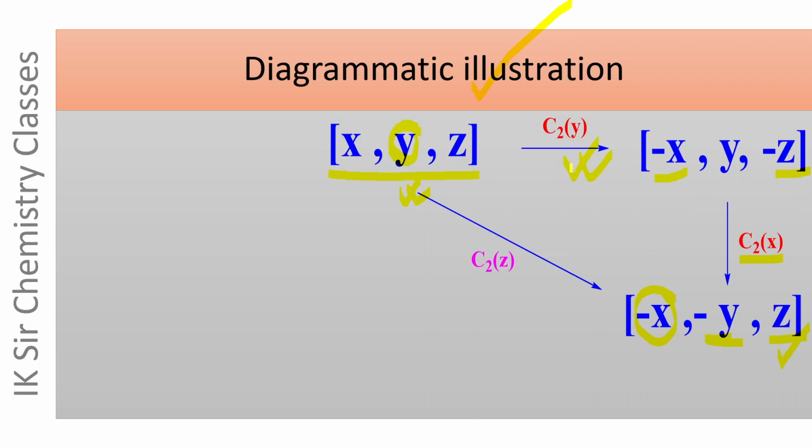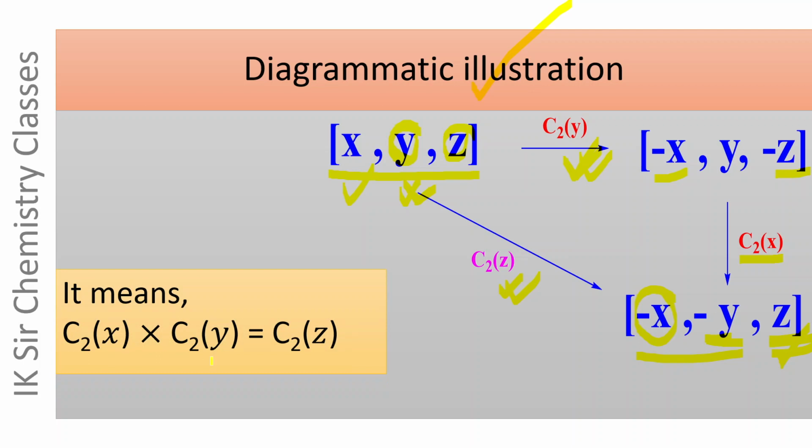The net result of these two rotation operations is equal to rotation of the molecule about the z-axis by 180 degree. There will be no change in z, while x and y will move to opposite directions. It means C2x multiplied by C2y is equal to C2z. Here the symmetry operation C2y written on the right hand side is carried out first, followed by C2x, and their net result is equal to C2z operation.